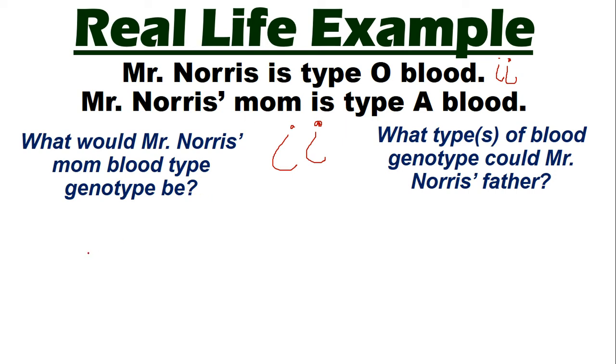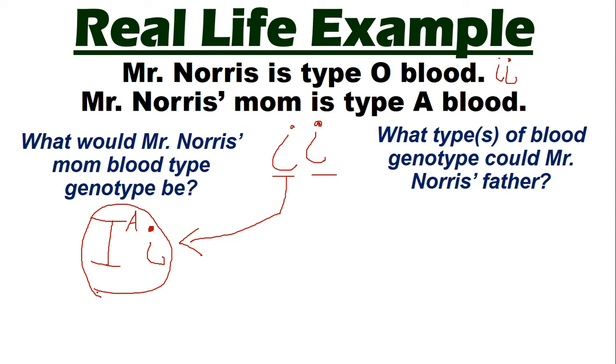So remember back to Mendel's conclusions. Half of someone's DNA comes from their mother and half from their father. So remember, I get one of these letters from my mom and one from my father. So one of these little i's is going to have to come from my mom, little i. Then it says up here she is type A blood. So to have type A blood, I have to have the big I^A. And so this would be my mom's genotype. She is heterozygous type A blood.